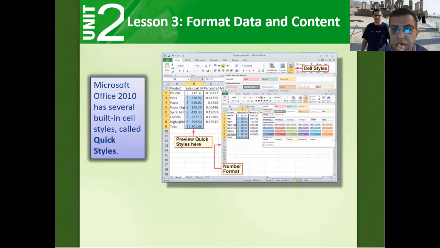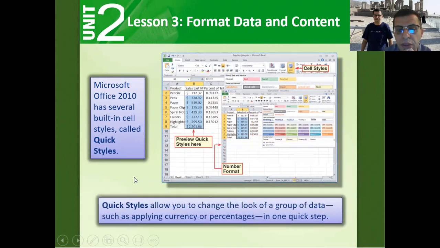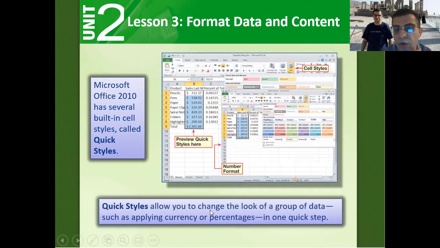Microsoft has several built-in styles, called the quick styles, and you find them in the cell styles. So you go to Home, choose Cell Styles, and built-in, and it can show you those. A quick style allows you to change the look of a group of data, for example, by applying currencies or percentage in one click. So you highlight it and you apply a quick style.